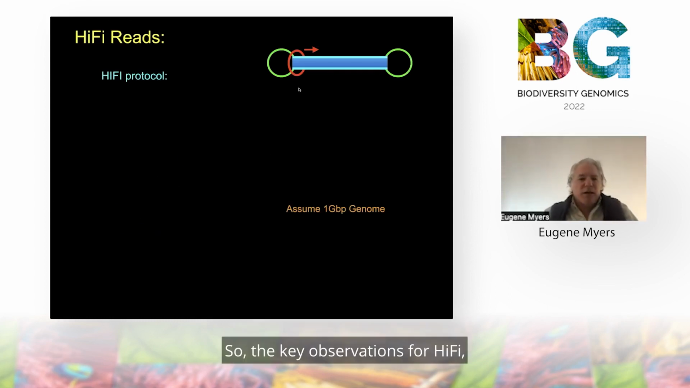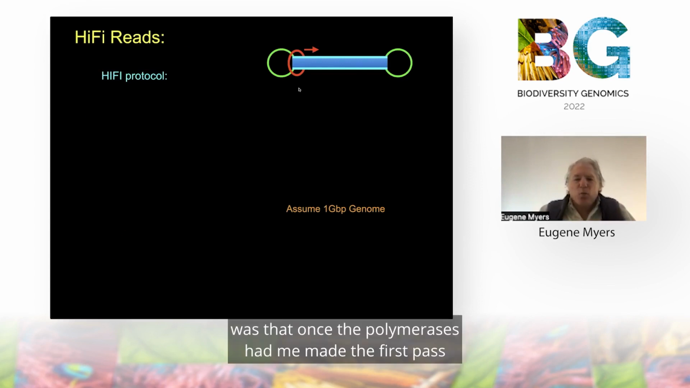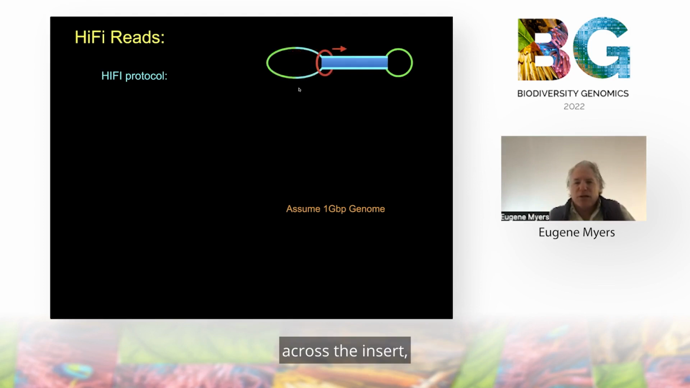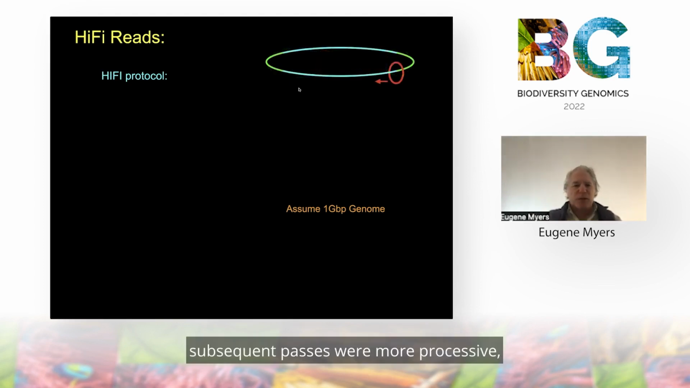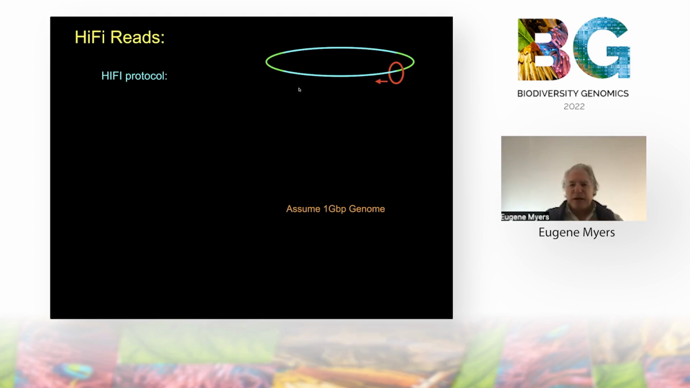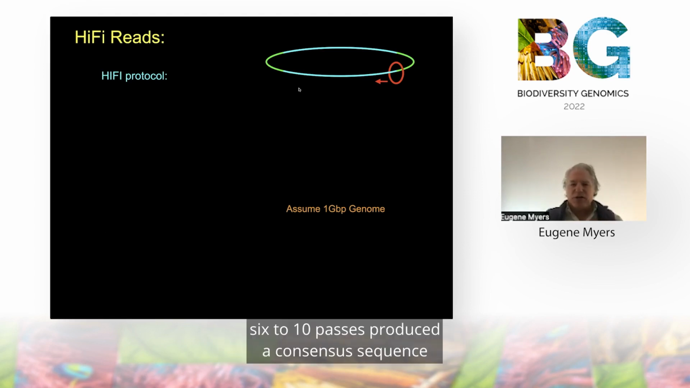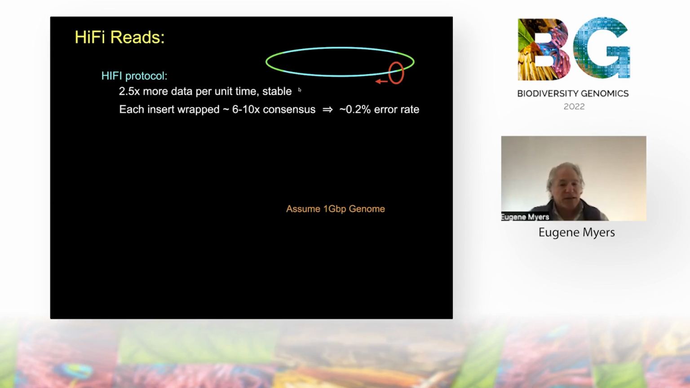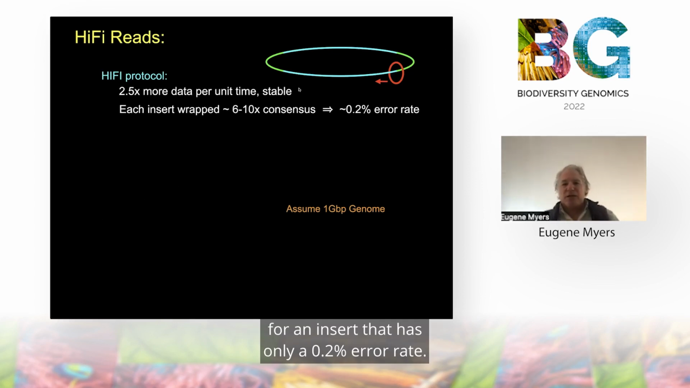So the key observation for hi-fi was that once the polymerase had made the first pass across the insert, subsequent passes were more processive and 2.5 times faster as the construct was now single-stranded. So by simply controlling the insert size more carefully and running the machine longer, 6 to 10 passes produced a consensus sequence for an insert that has only a 0.2% error rate.